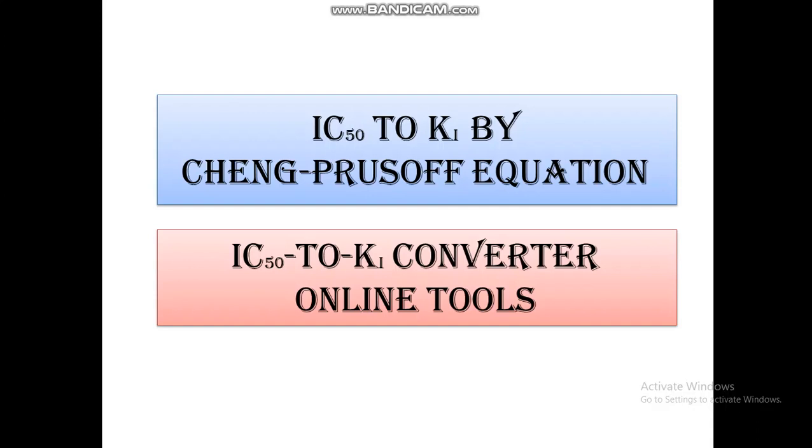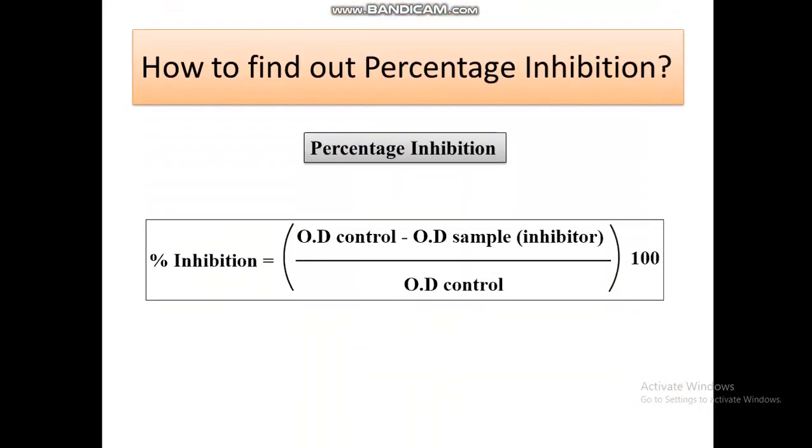Today we are not going to discuss those kinetic studies, but we will discuss how we can directly convert IC50 to Ki values. We can use the Cheng-Prusoff equation, or we can also convert IC50 to Ki value by using different online tools. This is an important step, because most of the time students ask, if we don't want to go through kinetic studies, how we can convert IC50 to Ki value.